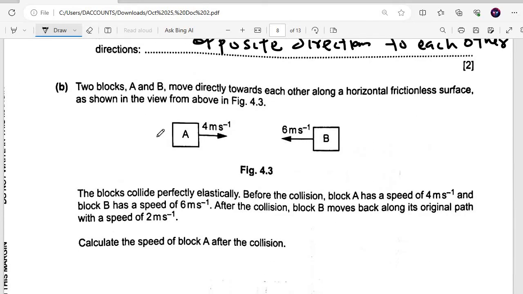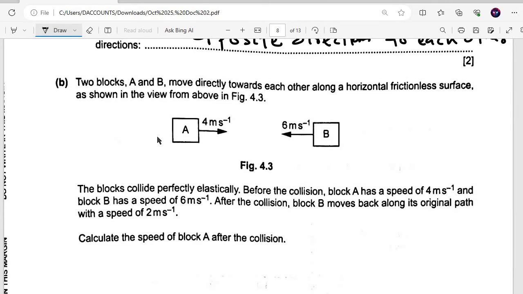That is the next question. Two blocks A and B move directly toward each other along a horizontal frictionless surface as shown in the view. They collide perfectly elastically, which means that the relative speed of approach must be equal to the relative speed of separation when they move in a particular direction. This is it.